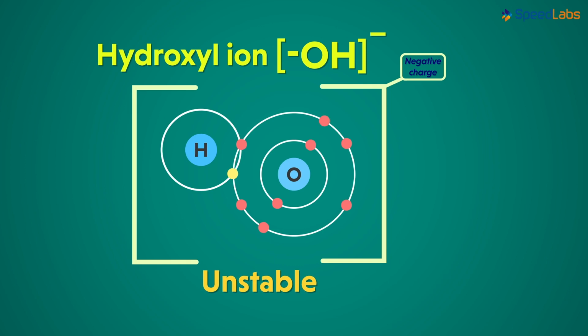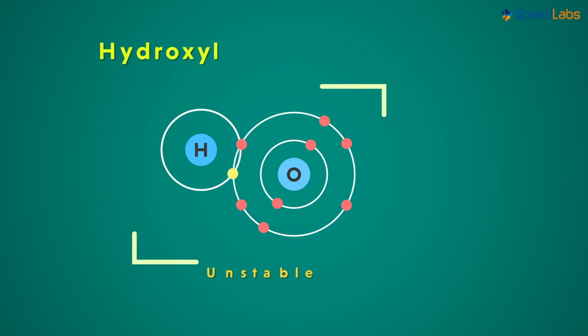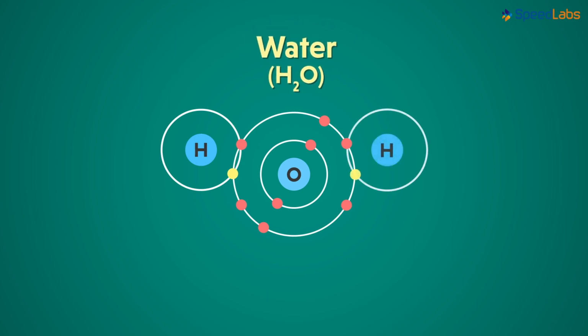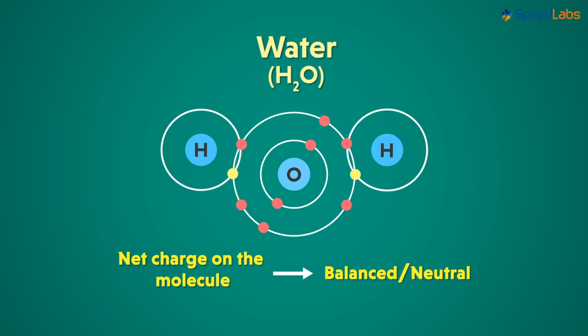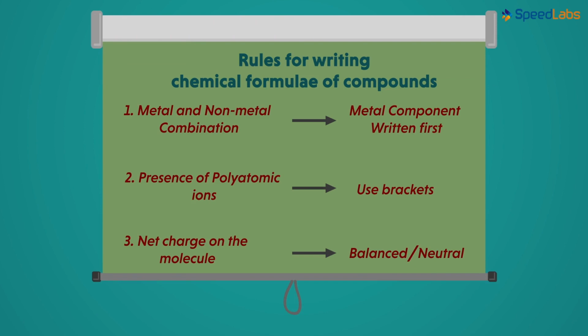That means in order to have a stable water molecule and balance the charges on it, it's mandatory to have 1 oxygen atom and 2 hydrogen atoms. Only then the net charge on the molecule becomes 0. This is how the third rule helps us in framing the chemical formulae of compounds based on valency. In the next lesson, let's write a few chemical formulae for some known compounds using all the 3 rules.